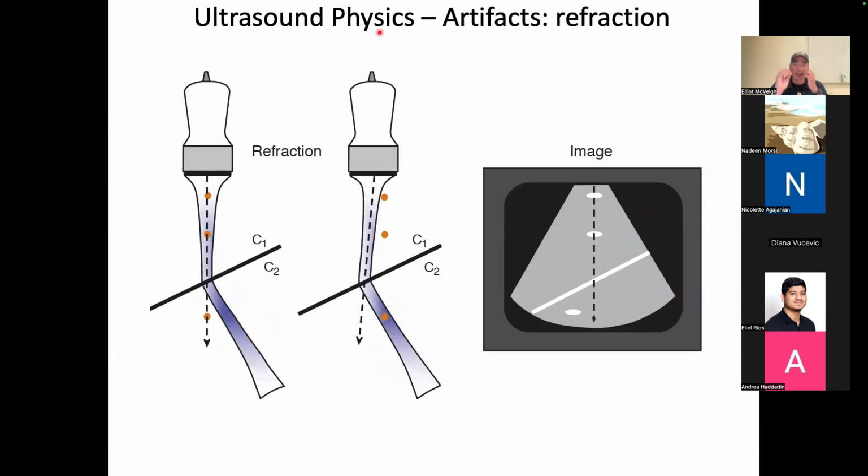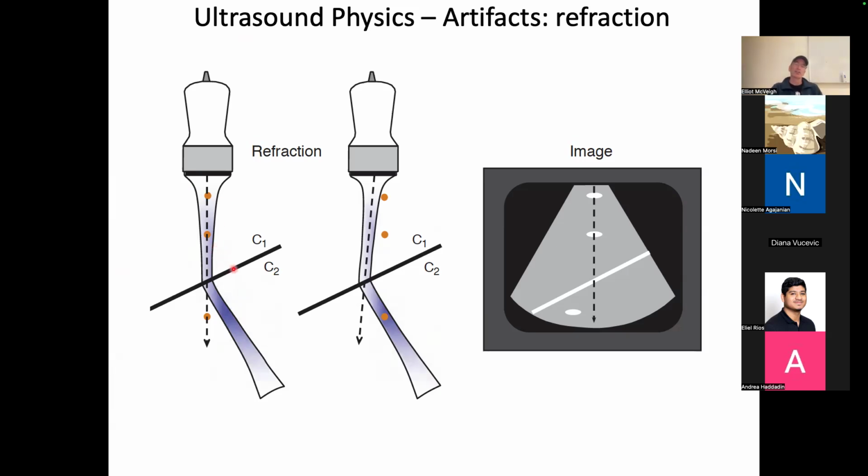So we'll look at a couple of artifacts. In this case, if you have an interface between two tissues in which you have two different velocities, okay, and that interface isn't a nice perpendicular interface, sort of parallel to the transducer so that everything would reflect back.